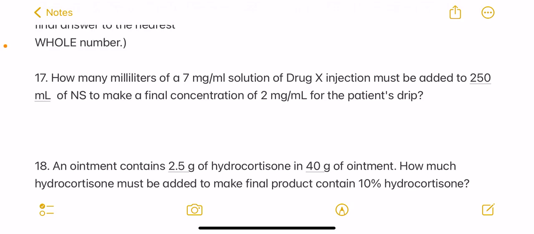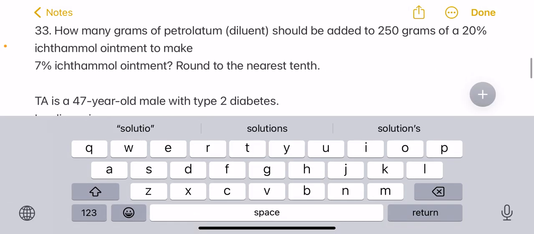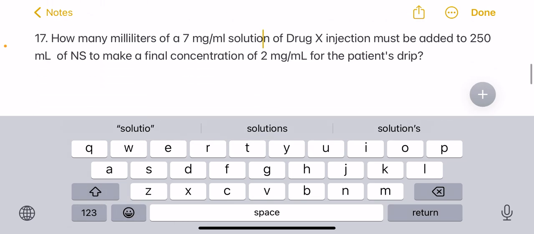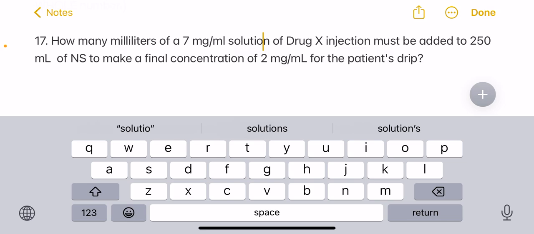Number 17. How many milliliters of 7 milligrams per milliliter solution of drug X injection must be added to 250 milliliters of NS to make a final concentration of 2 milligrams per milliliter for the patient's drip? So there are two concentrations, goes from high to low. In order to dilute something to lower percentage, you do have to dilute with a different solution. In this case, it's 250 milliliters of NS.